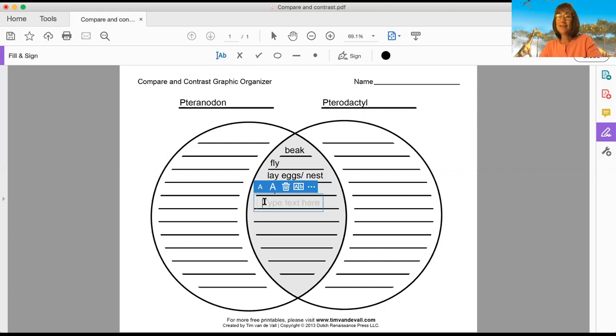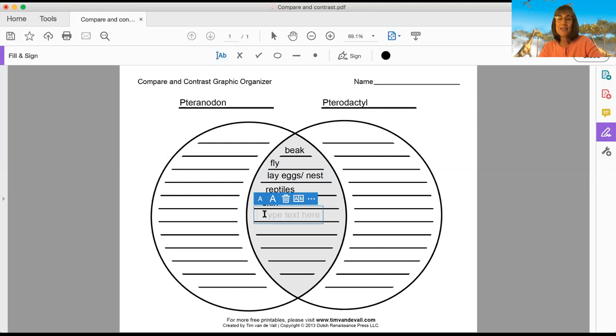All right, did you think of some other ways that they're the same? They have skin instead of feathers. There's lots of things that are the same about them, huh?